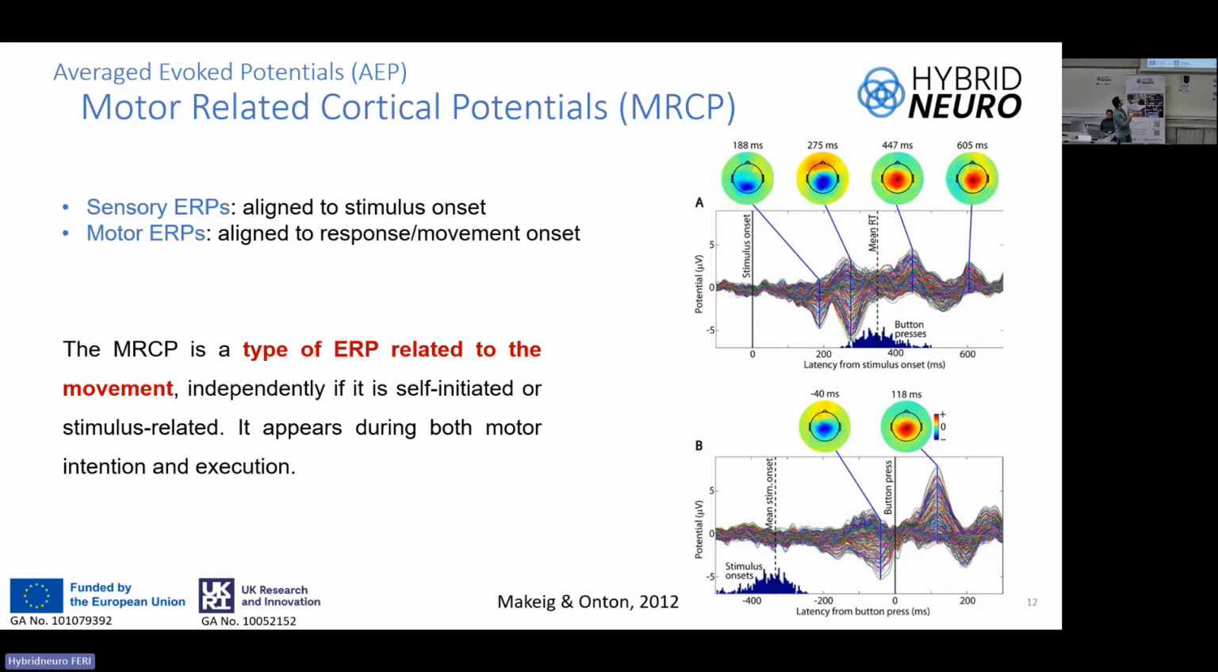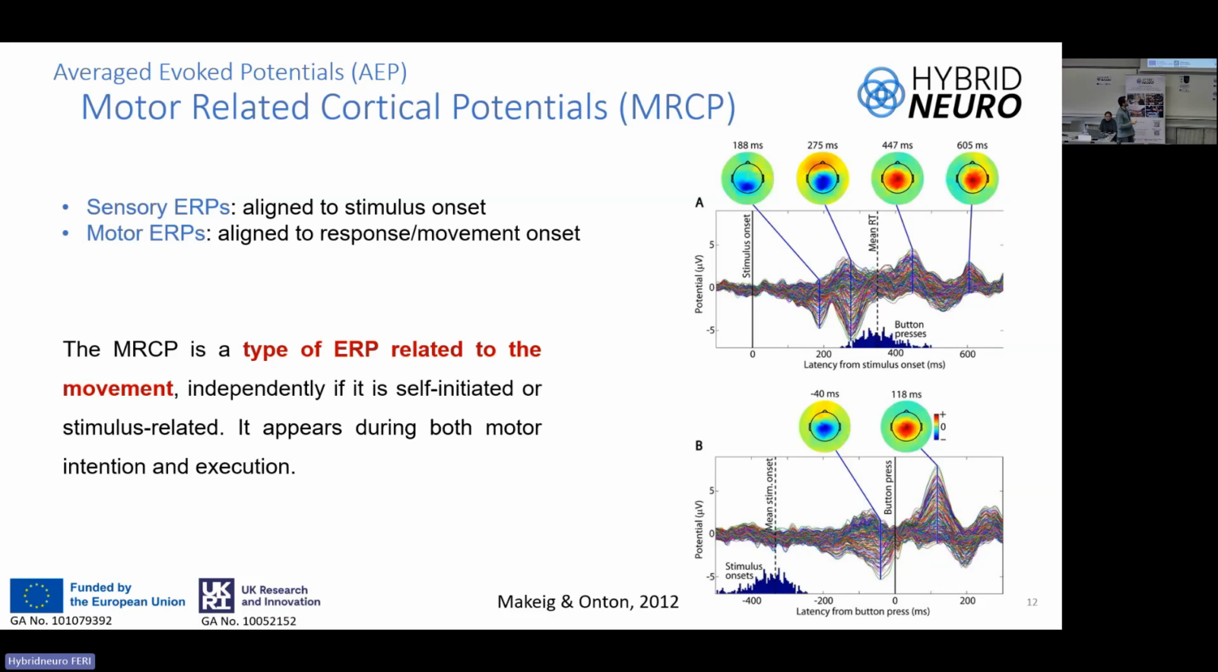In the analysis of average evoked potentials, we are now focused on motor-related event-related potentials, or motor-related cortical potentials. Sensory ERPs are aligned to the stimulus onset, the moment where the image or the sound appears, but motor ERPs are aligned to the response or even to the movement onset. Then Monica will explain the difference between the response and the movement.